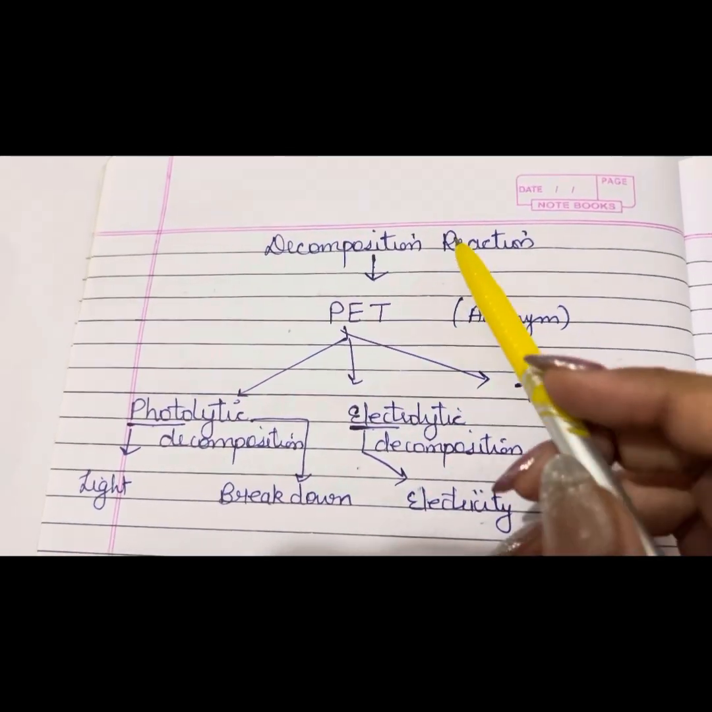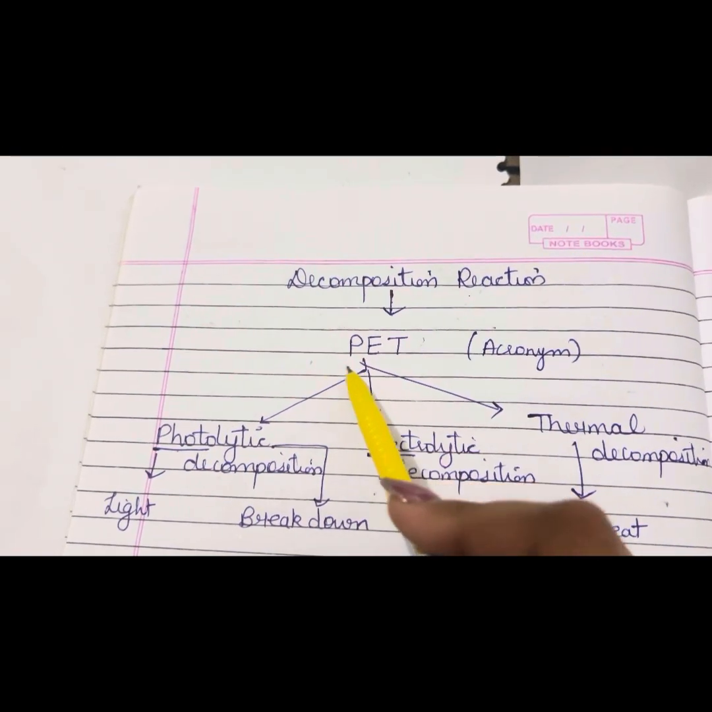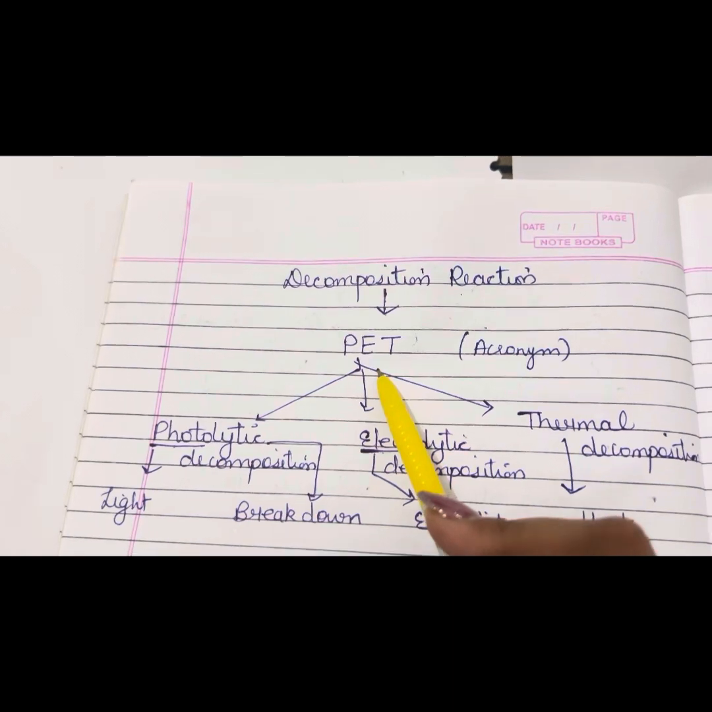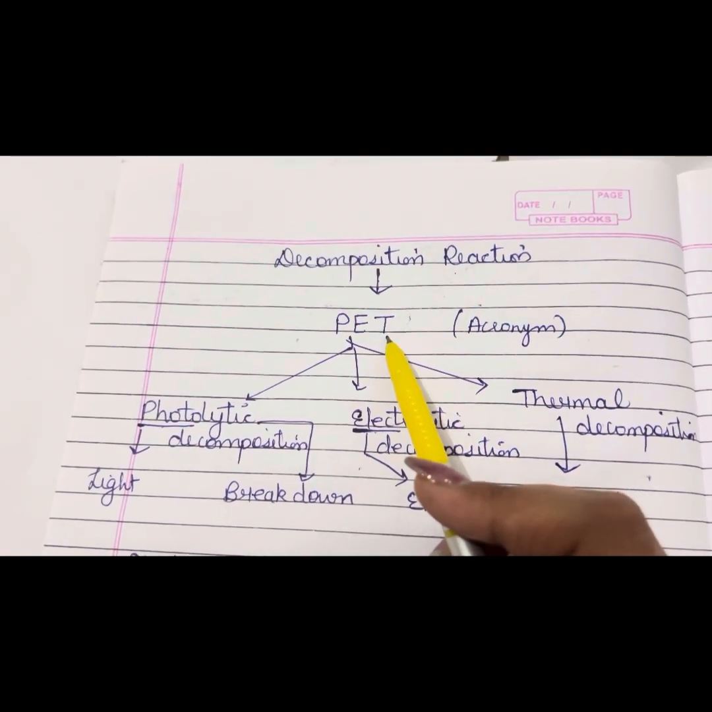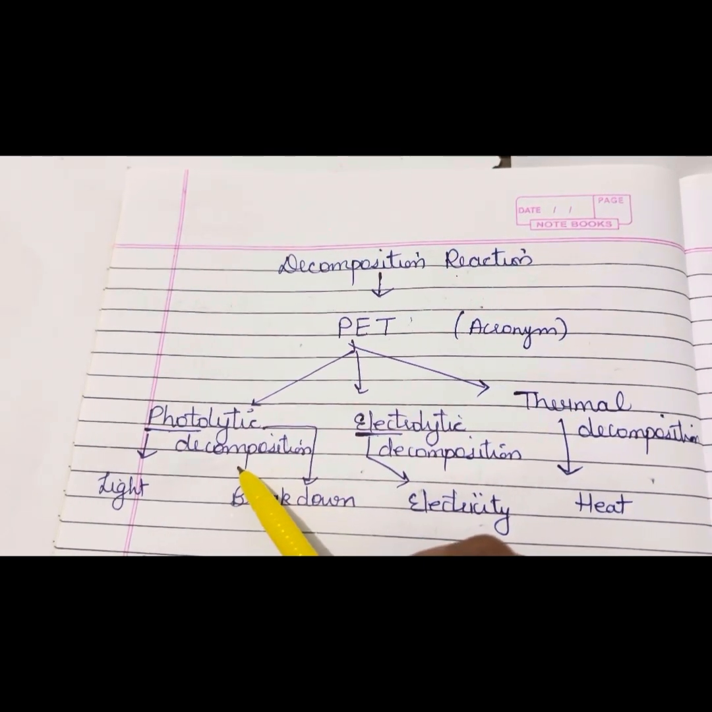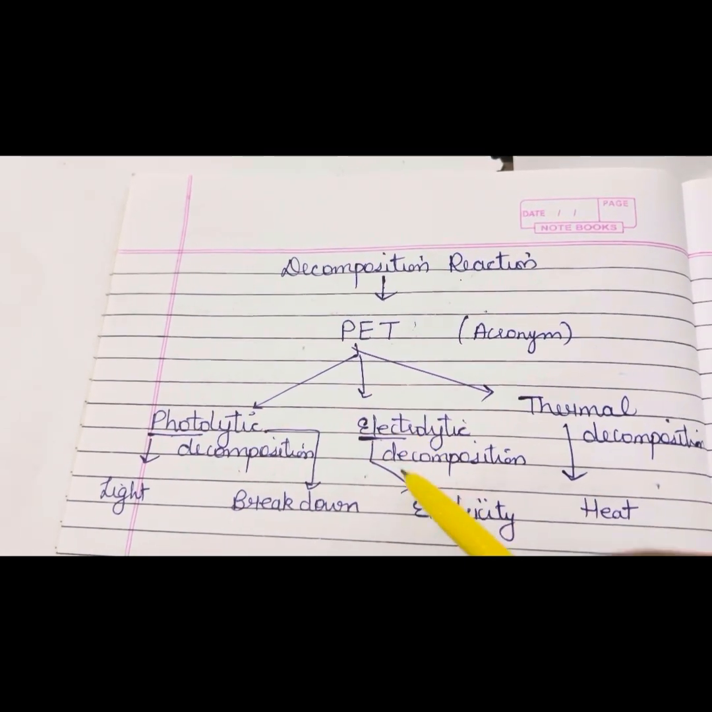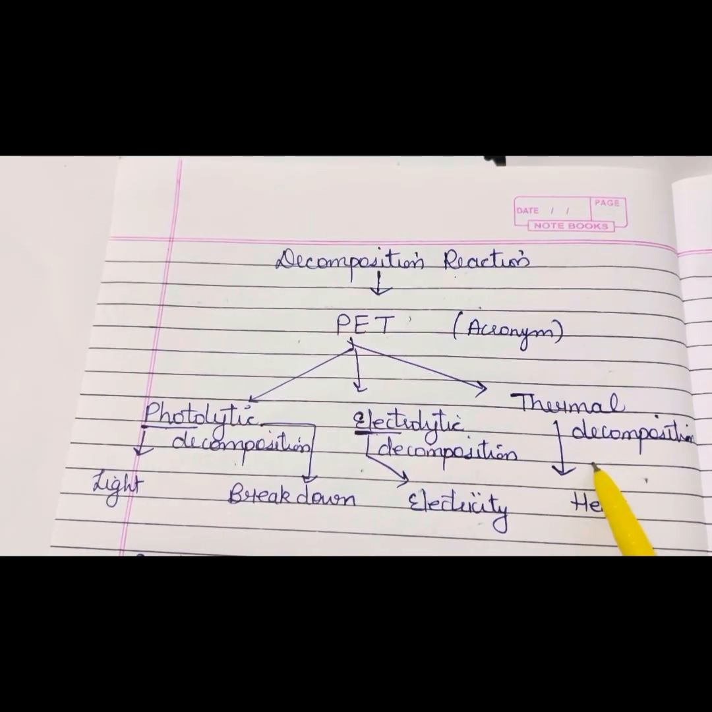As the decomposition reactions are of three types, for this we have to remember it with an acronym. Acronym means the short form. So the types of decomposition reaction are PET. PET means P stands for photolytic decomposition, E stands for electrolytic decomposition, and T stands for thermal decomposition.